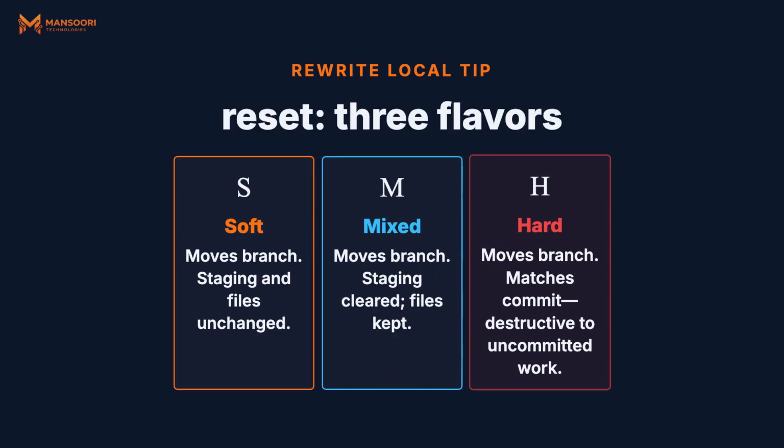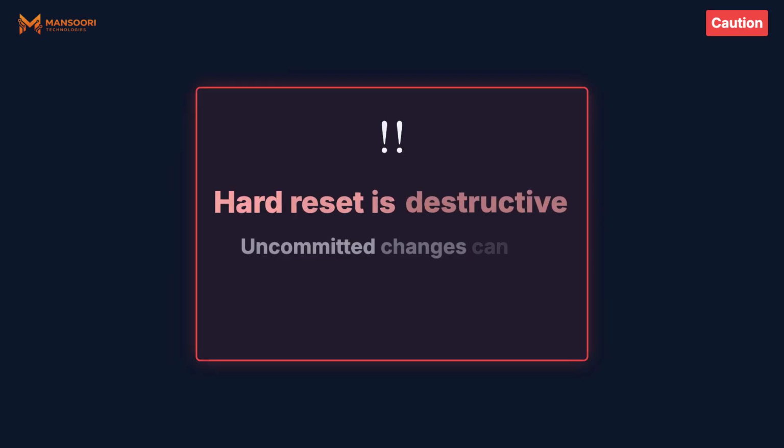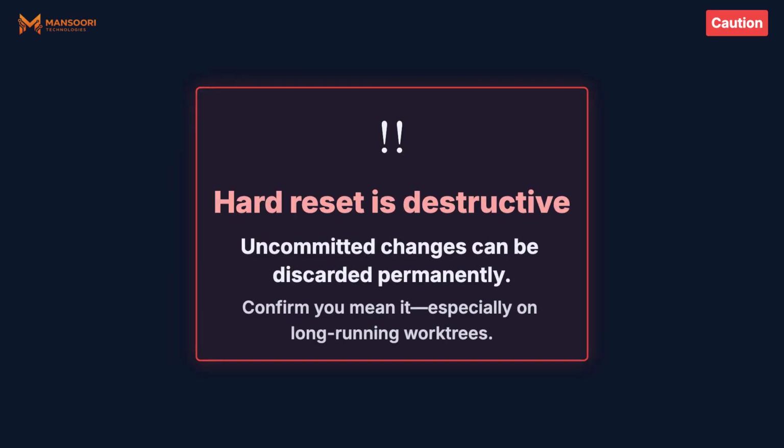Reset moves the branch pointer, not just your view. Soft keeps index and files. Mixed, the default, resets the index but keeps your files. Hard resets everything to match that commit, including throwing away uncommitted work. Treat hard reset like deleting unsaved work across your tree. If you have not pushed, you might still recover via reflog, but do not rely on luck. Pause before hard reset on shared branches.